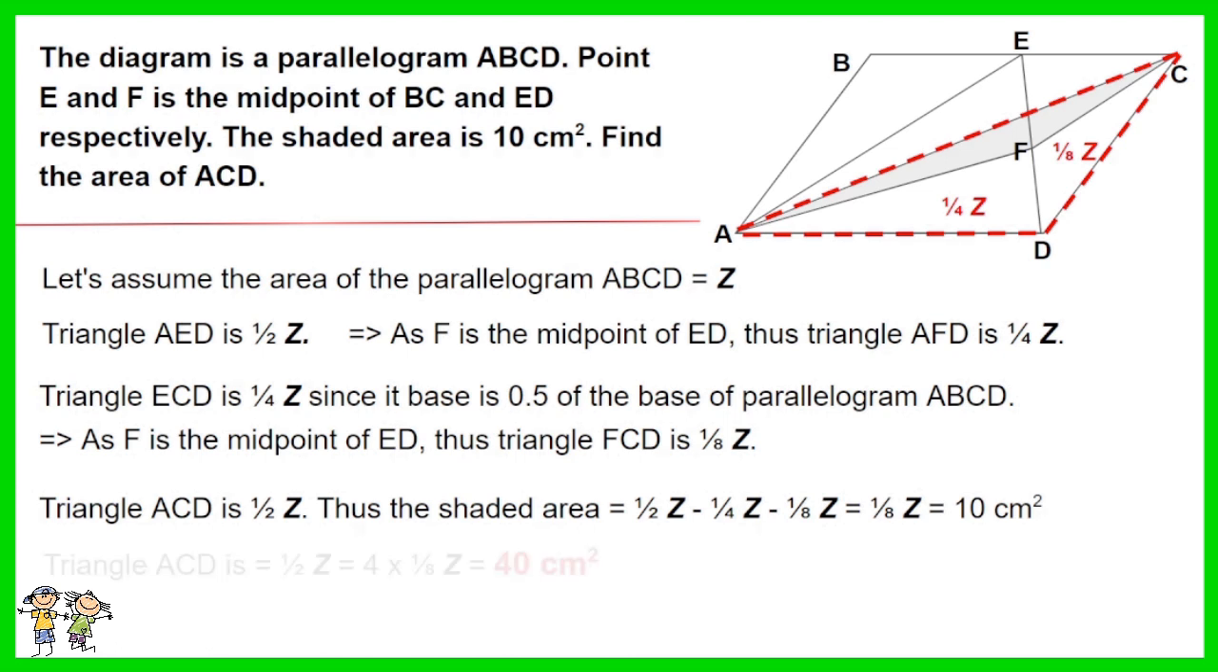Triangle ACD is half Z, which is equal to 4 times 1/8 of Z. Thus the area of triangle ACD is 40 centimeters squared.